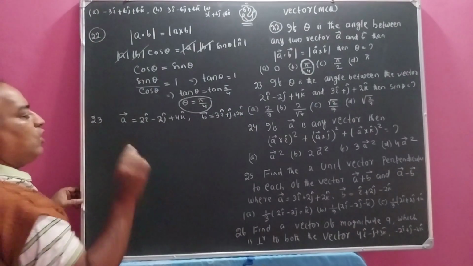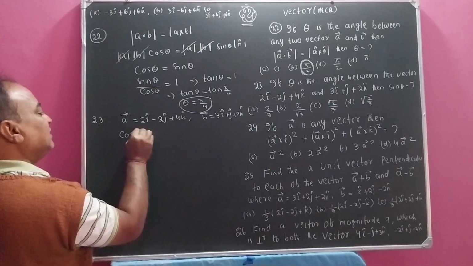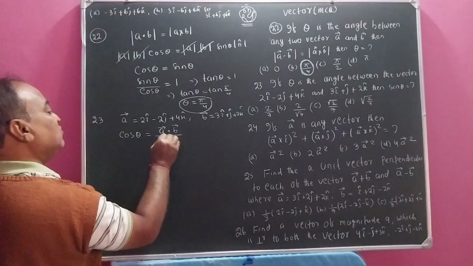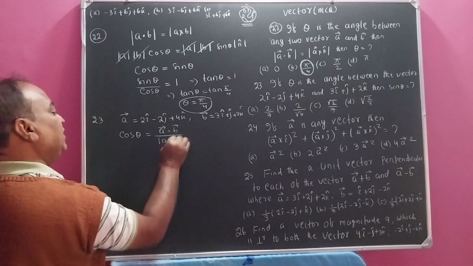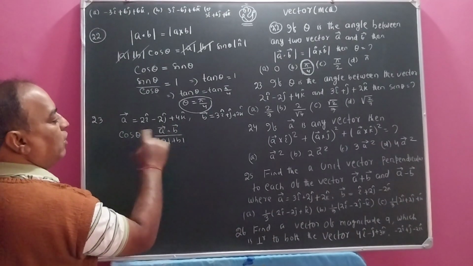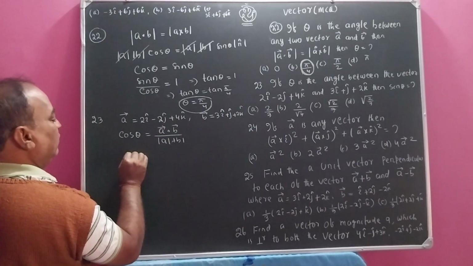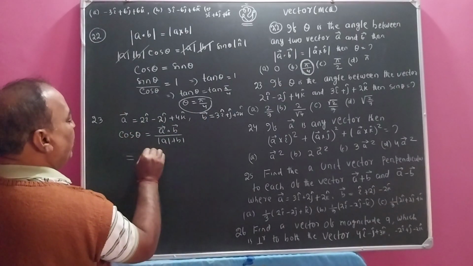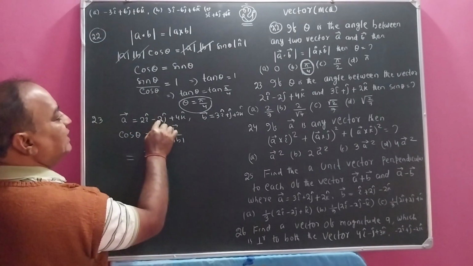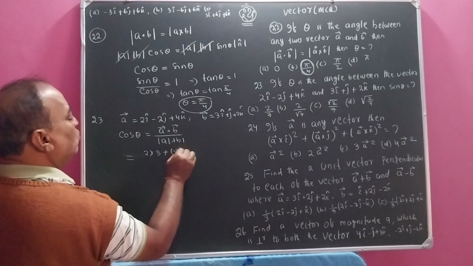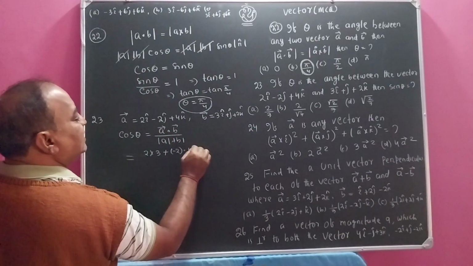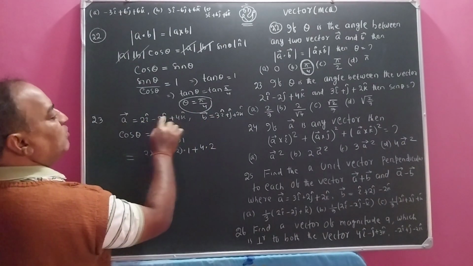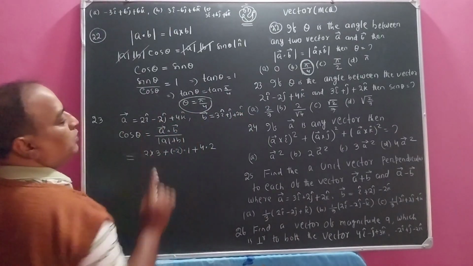We know cos theta is equal to A dot B divided by magnitude of A into magnitude of B. First of all, we have to find A dot B. What is A dot B? A dot B is equal to 2 into 3 plus minus 2 into 1 plus 4 into 2. That is A1 A2 plus B1 B2 plus C1 C2.